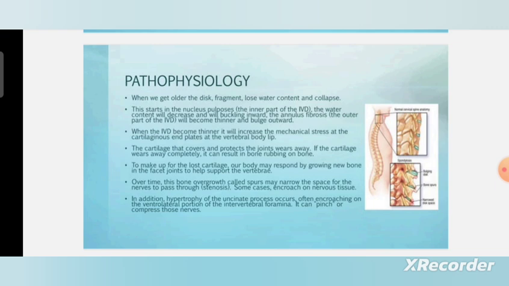And to make up the lost cartilage, the body responds by growing new bone in the facet joint to help support the vertebra. And over time, this overgrowth results in bone spurs, which narrow the space of the nerves that pass through the vertebral canal, which results in stenosis. And in addition, hypertrophy of the uncinate process occurs, often encroaching on the ventrolateral portion of the intervertebral foramina, that results in pinching or compressing those spinal nerves.